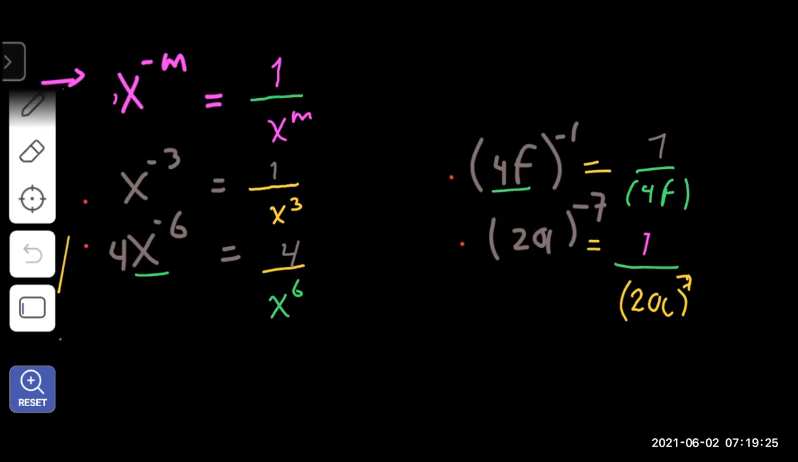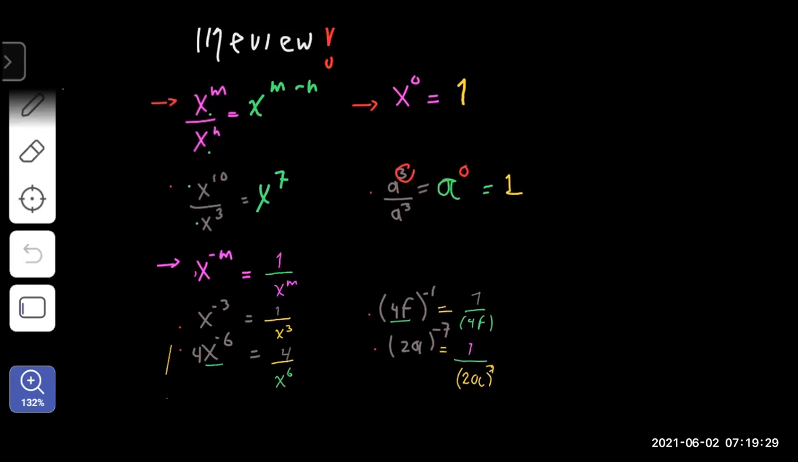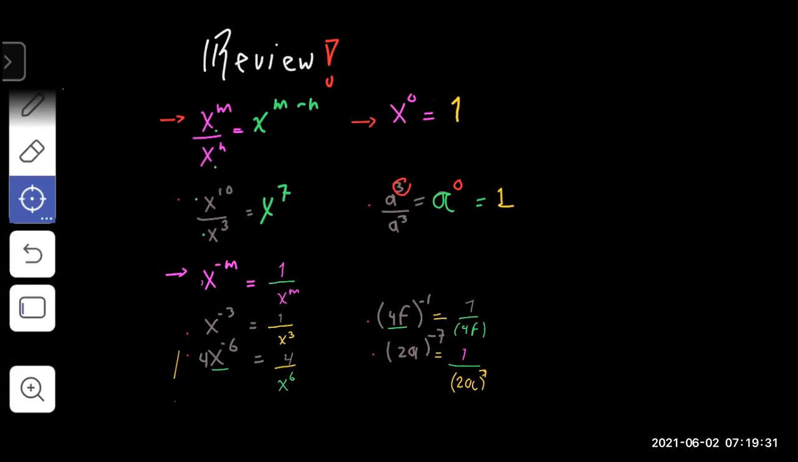And these are the properties, guys, that I wanted to review with you, because we're going to need them when dividing polynomials. Let's recap. If you're dividing the same base, you copy the base and you subtract the exponents. Whatever expression raised to the 0 power is equal to 1. If you have a negative exponent, you move that to the denominator. Okay, that's pretty much it.